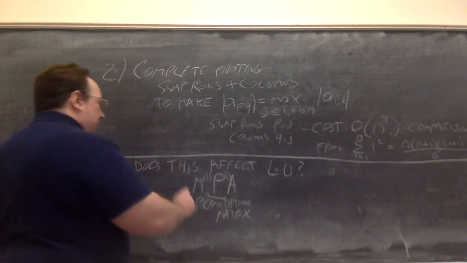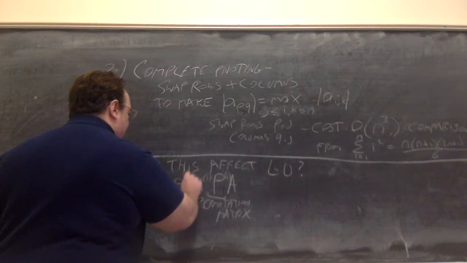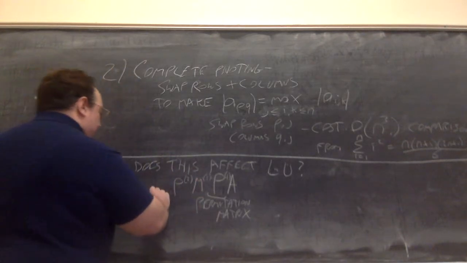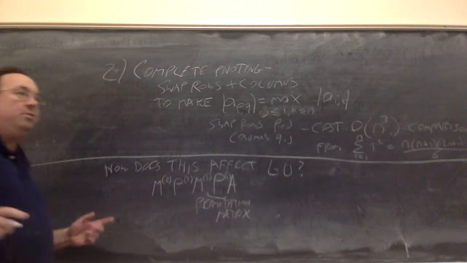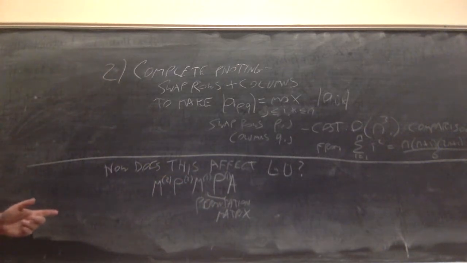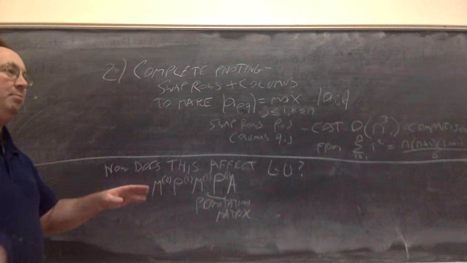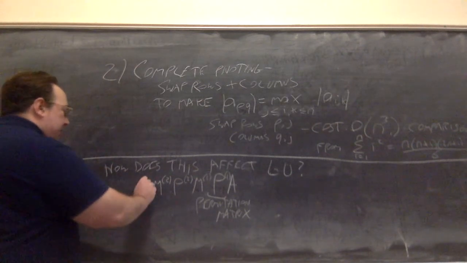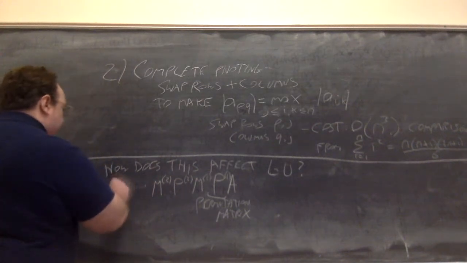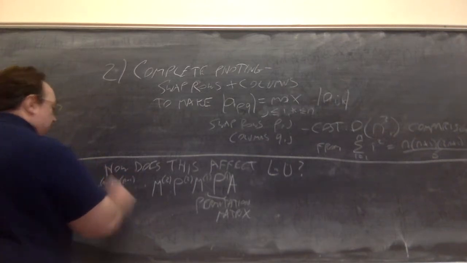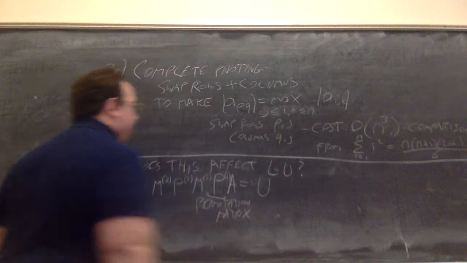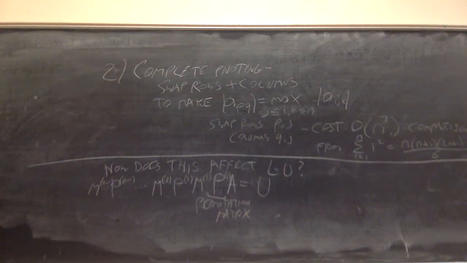Then I move to the second column, swap rows again, and then do an elimination. So it goes back and forth like this. For the 3x3 example, this is all I would have to do, but in general, I would keep going all the way to column n minus 1. And I get U.